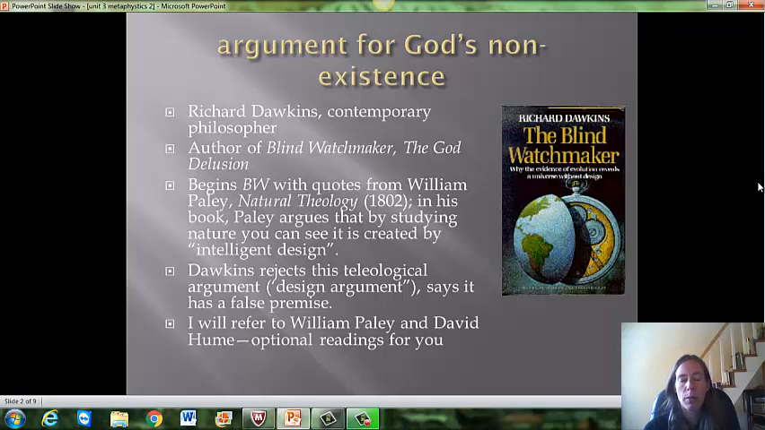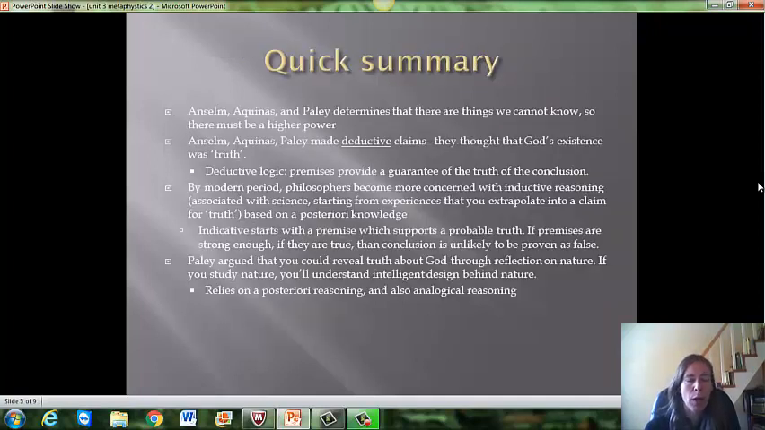Now, I'm going to be referring to Paley quite a bit in this lecture, as well as David Hume, and I put them in as optional readings for you, but it's necessary to talk about Paley in order to talk about Dawkins, but I didn't want to give you too much reading. So if you're interested, feel free to look at those optional readings. Otherwise, I think from what I explain in this lecture, you can get what it's all about.